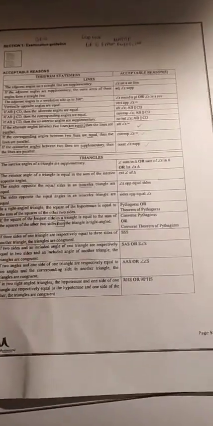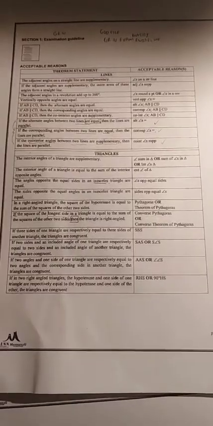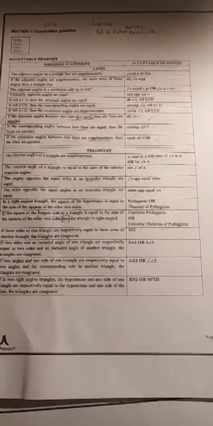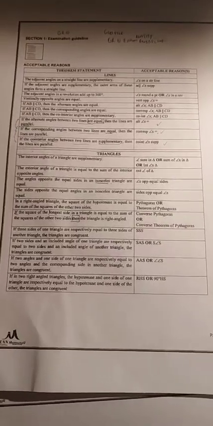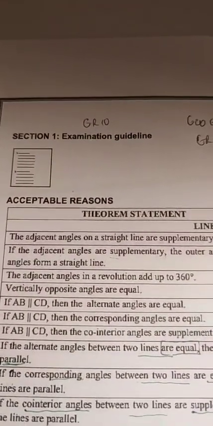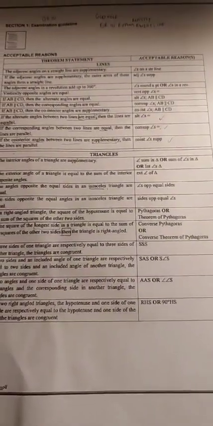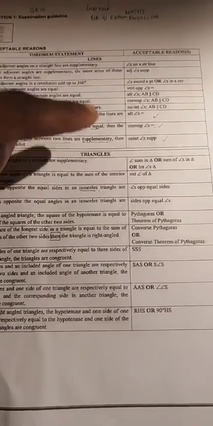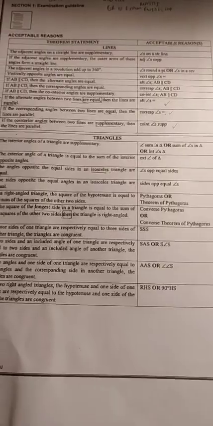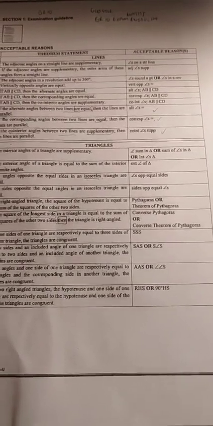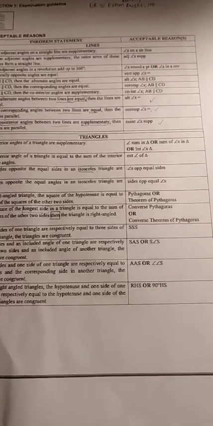People are saying, can you show us this paper so we can screenshot? Guys, this document is a document that you can find online. It is called the acceptable reason document for Euclidean geometry. If you go on Google and search, or you can download the exam guideline document for grade 10, 11 or 12 mathematics. This will be one of the pages that you will find, and it will give you not only the acceptable reasons for lines and triangles, but also for quadrilaterals, all the circle theorems that the grade 11s do, as well as the triangle theorems that are done in grade 12.